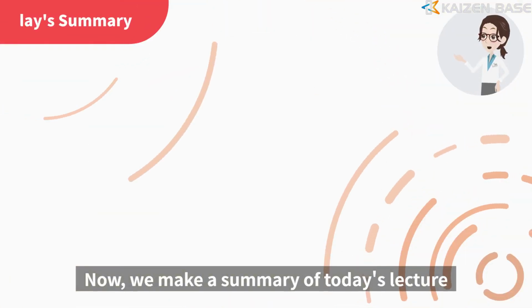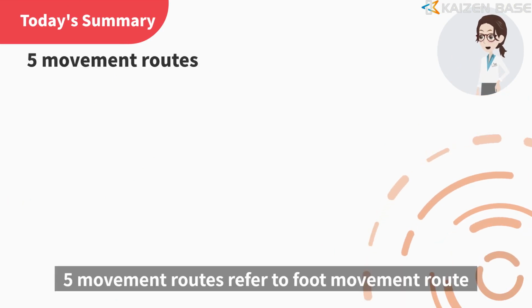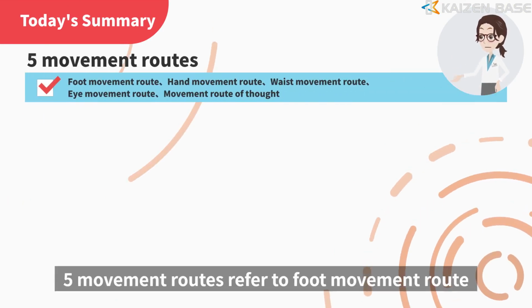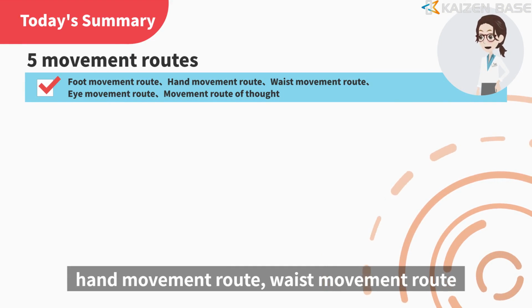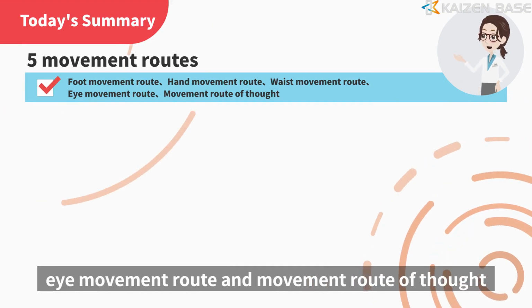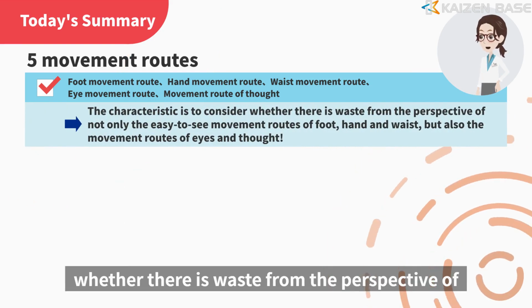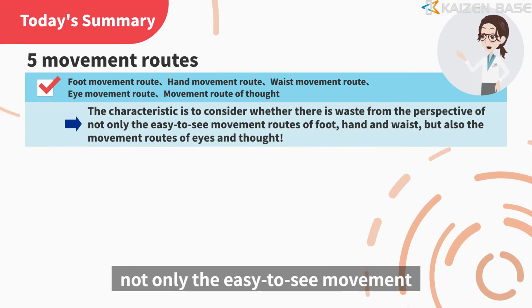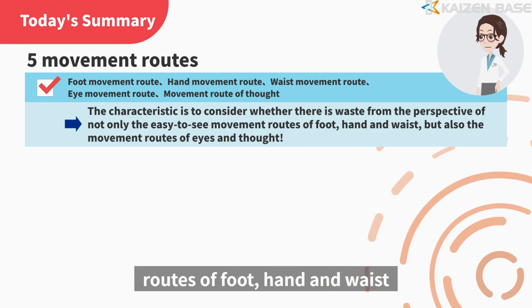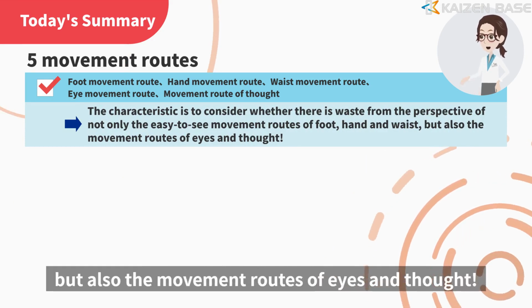Now, we make a summary of today's lecture. The 5 movement routes refer to the foot movement route, hand movement route, waist movement route, eye movement route, and movement route of thought. The characteristic is to consider whether there is waste from the perspective of not only the easy-to-see movement routes of foot, hand and waist, but also the movement routes of eyes and thought.